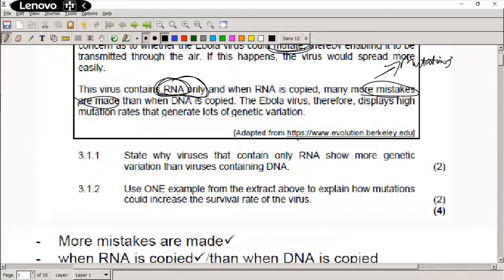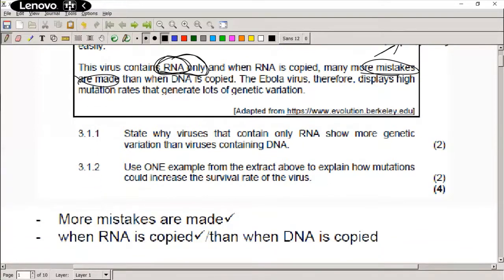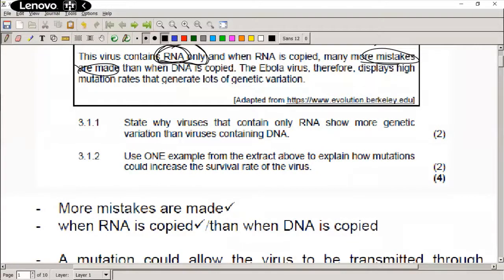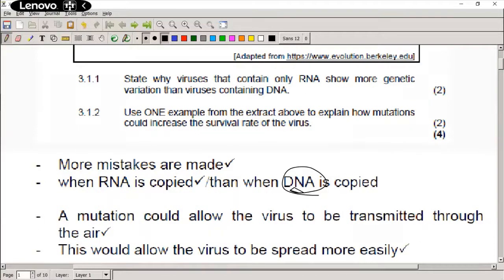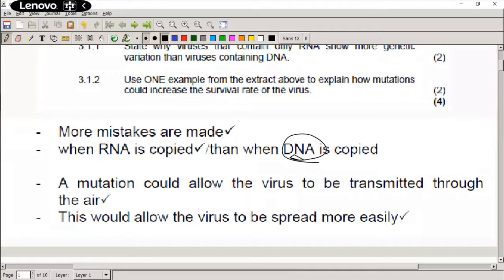Okay, so state why viruses that contain only RNA show more genetic variation than viruses containing DNA, because they make more mistakes when RNA is copied. DNA doesn't make as many mistakes when copied because the replication process is a lot more secure because you have two strands that are complementary instead of just one strand that has to copy itself. Then use one example from the extract above to explain how mutations could increase the survival rate of the virus. The more mutations there are, the more variation there is. The more variation there is, that means that it's going to survive a lot easier as a population because there's variation in the population.